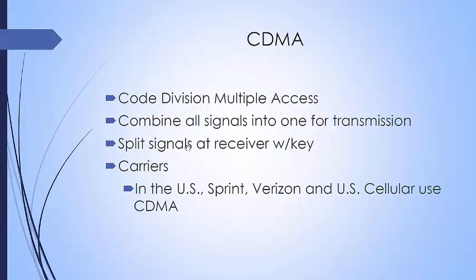So CDMA, code division multiple access. The basic procedure is that we combine all the signals into one signal for transmission. We split the signals at the receiver with a key, like an encryption key, basically. And some carriers in the United States, Sprint, Verizon, and US Cellular use CDMA. Now, it may be that Verizon has changed since this book was written. That may be worth checking.